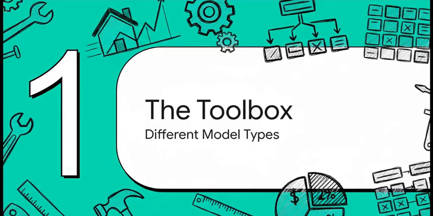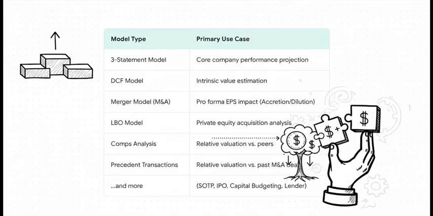First up, the toolbox. Look, financial modeling is not a one-size-fits-all kind of thing. There's a whole array of specialized models, and each one is engineered to answer a very, very specific question. And here are some of the heavy hitters. The 3-statement model, that's really the foundation of everything. It gives you the big picture. Then you've got the DCF model, which helps us answer that million-dollar question. What is this company actually worth? For those huge corporate deals, the merger model is key. And the LBO model? That's the bread and butter of private equity. Every tool has its job.